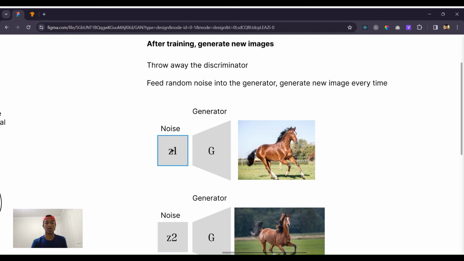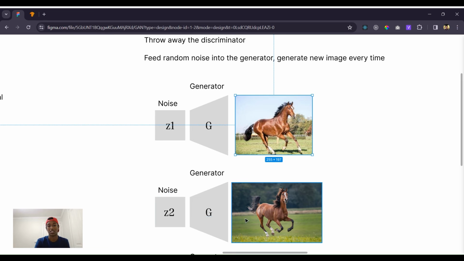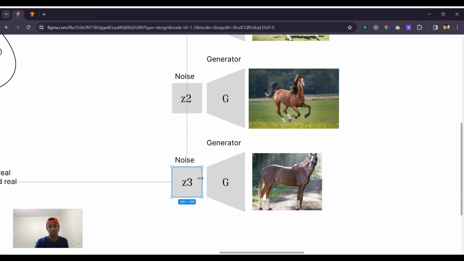So we input some Gaussian noise, some random noise, into the generator, and we get this horse image. If we input a different Gaussian noise into the generator, we get this horse image. And if we input a different Gaussian noise, we get this image. So you can see that the Gaussian noise is actually the reason that the generator is able to generate new instances.